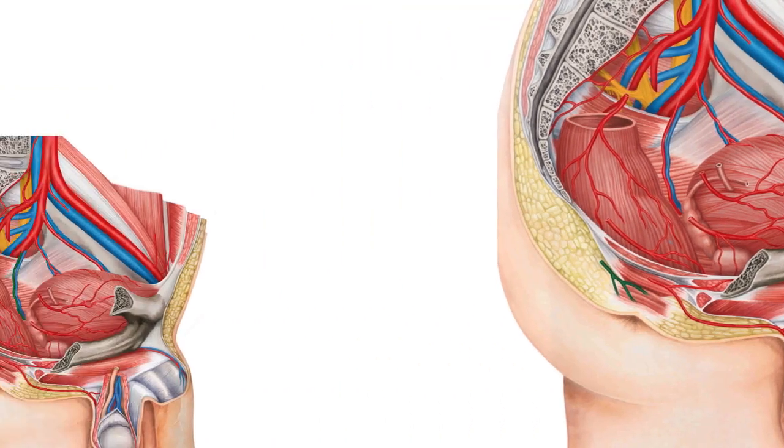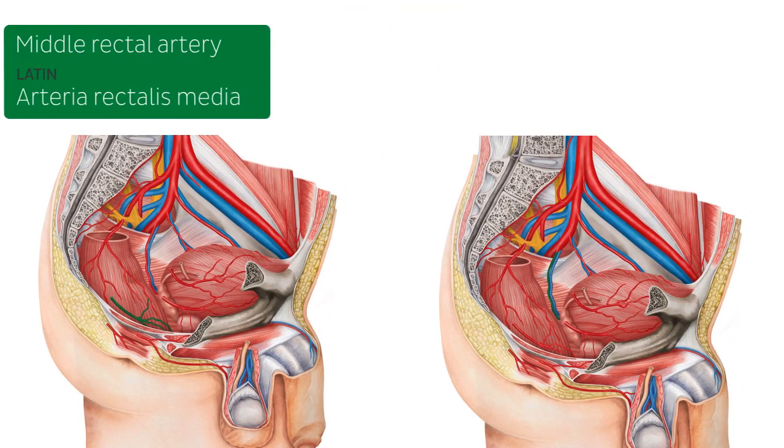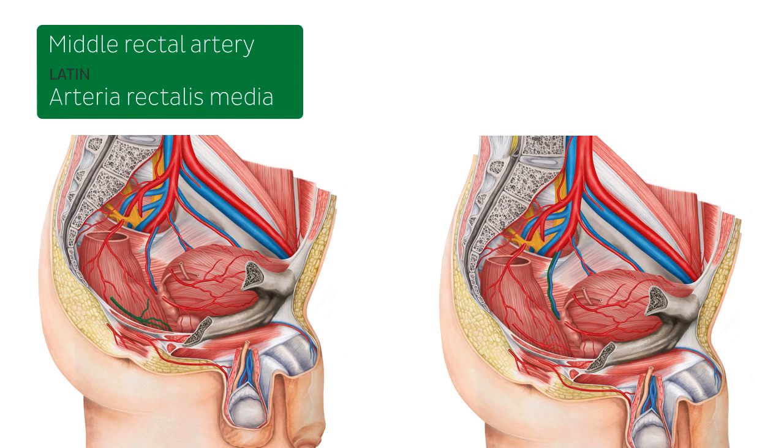The next arteries that we're going to be highlighting here are known as the middle rectal arteries. Now, going back to the branches of the anterior division of the internal iliac artery, the last arteries we are going to look at are these, the middle rectal arteries. And notice here on this image, here is the right one. And on this image, we just highlighted the left one.